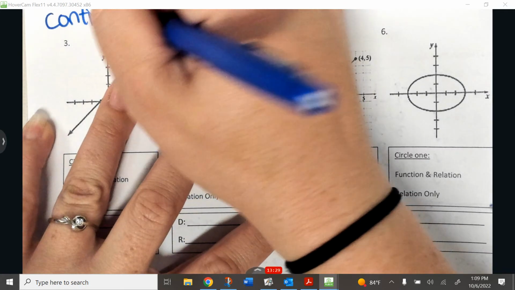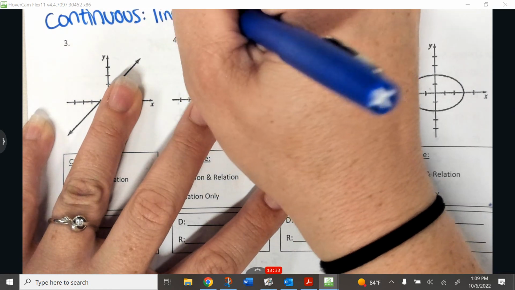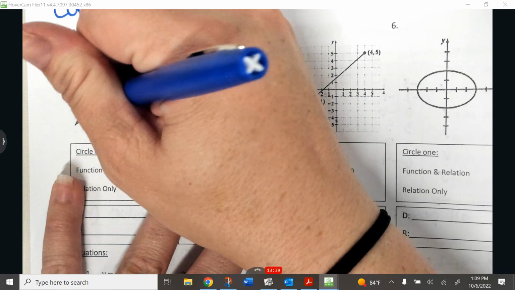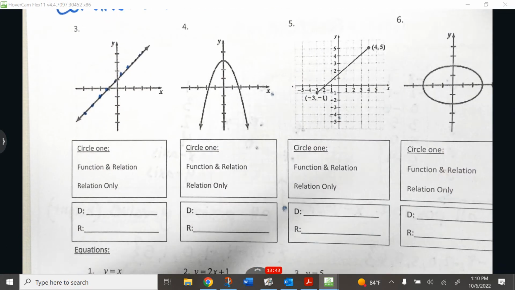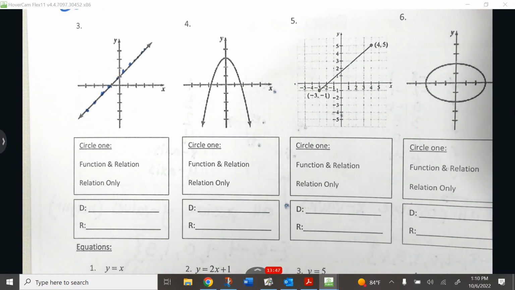So continuous is lines and dots. Well, you don't always see dots, but anywhere on a solid line is considered a dot. You can put one anywhere. Technically, there's a bunch of dots so close together that they make up a line, because everything's a solution on that line.